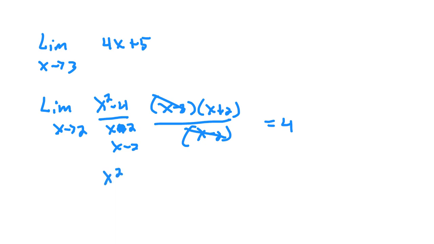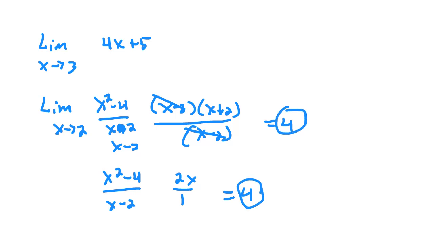Now the other way that we learned is that if we ever end up with a 0 over 0, we can use what's called L'Hopital's rule. We could take the derivative of the top over the derivative of the bottom. Well, the derivative of the top is 2x. The derivative of the bottom is just 1. And then plug your 2 in. 2 times 2 is 4. Oh, I get the same answer.